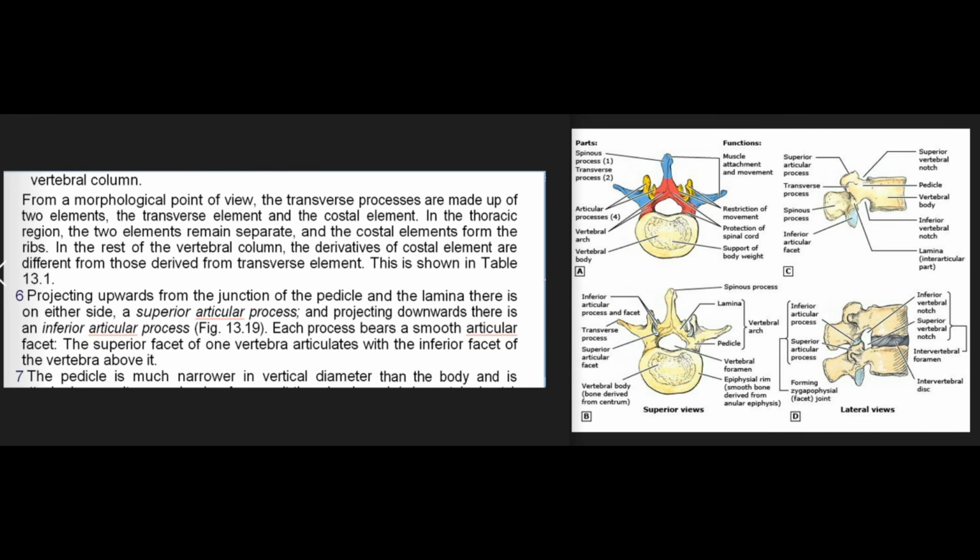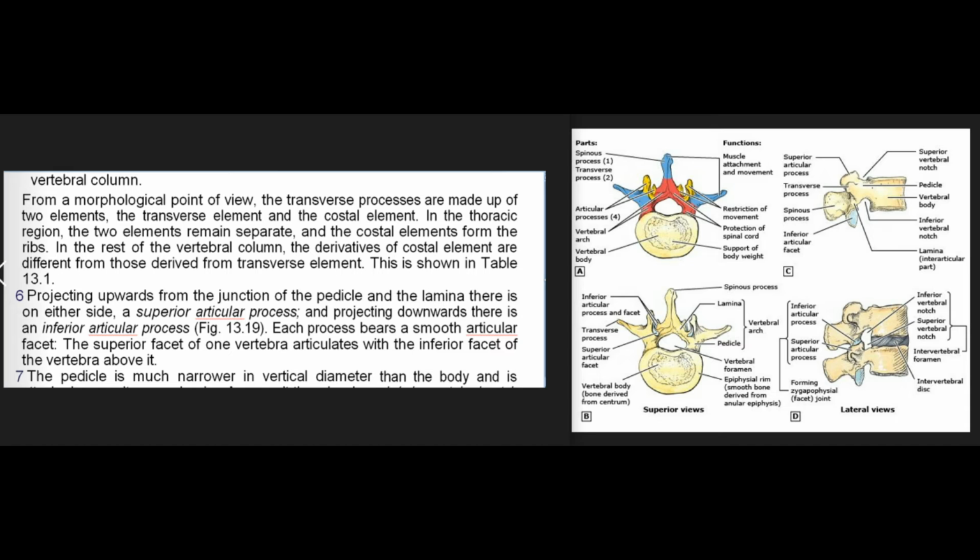From a morphological point of view, the transverse processes are made up of 2 elements, the transverse element and the costal element. In the thoracic region, the 2 elements remain separate, and the costal elements form the ribs. In the rest of the vertebral column, the derivatives of the costal element are different from those derived from the transverse element. This is shown in Table 13.1.